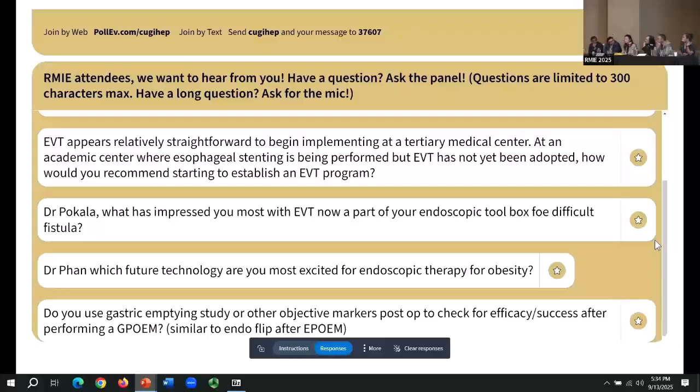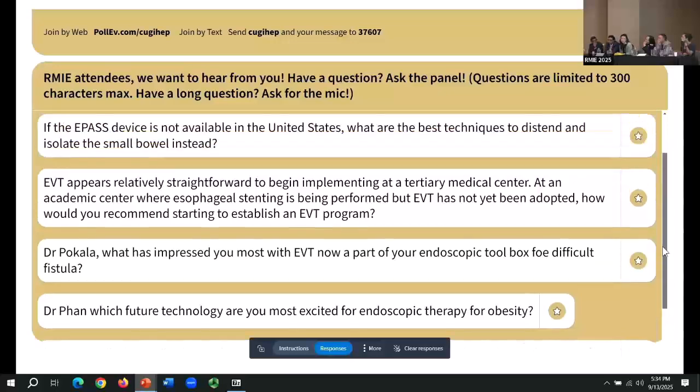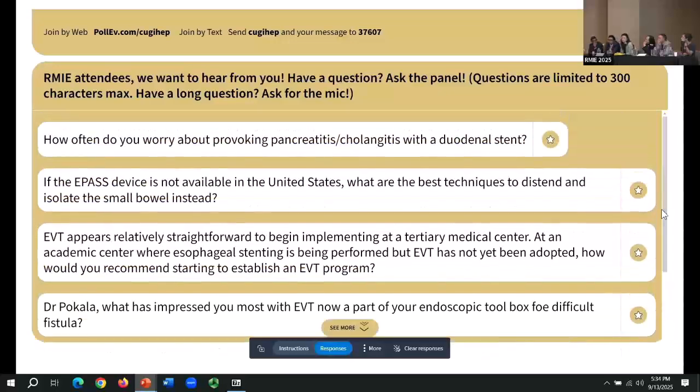The next question is for Dr. Fan. Which future technology are you most excited about for endoscopic therapies for obesity? The limiting factor to wide adoption is how complex the suturing platform is, and there are easier suturing platforms under investigation. So we'll see how those come out and how they stack up.